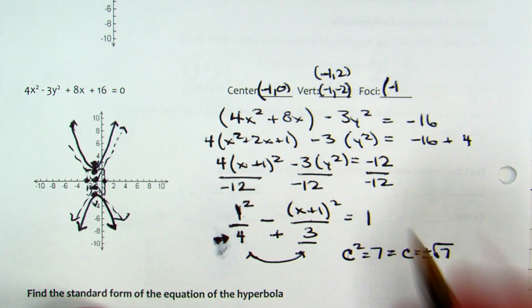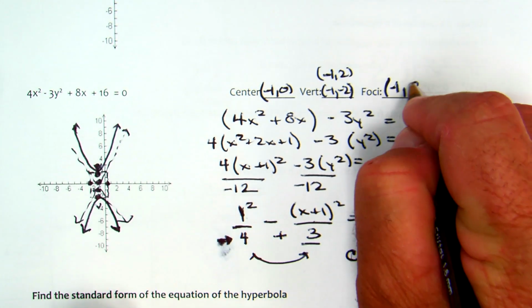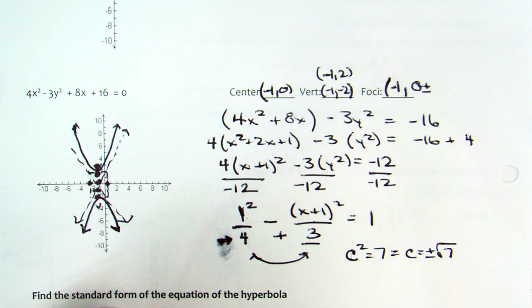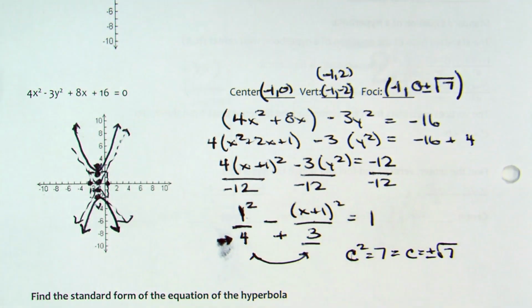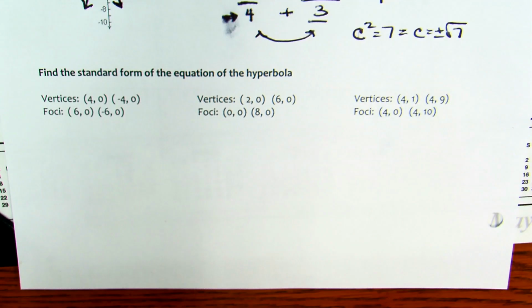So I'm going to come back up here. Your choice on whether you want to write the 0 or not. Plus minus square root of 7. And that's how you handle graphing. Fantastic. All right, let's work on an equation.